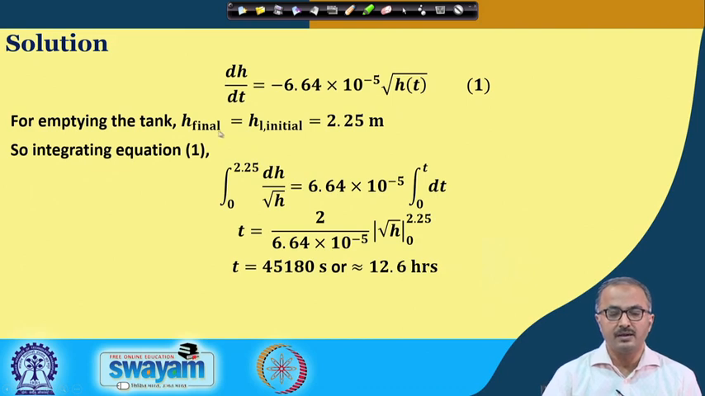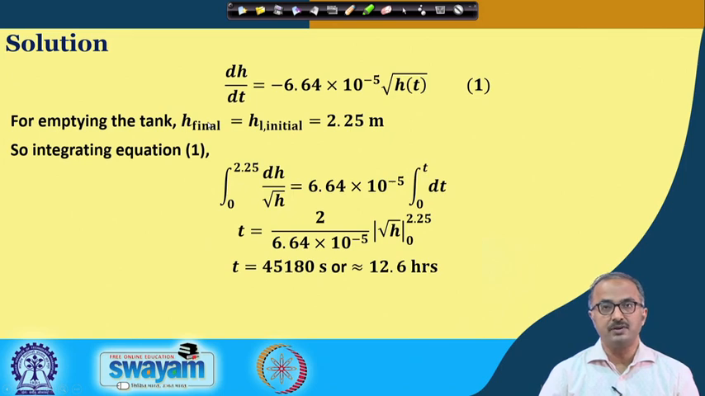Now, finally, the height has to be made 0. The initial level of the liquid is 2.25 meters. So, we have to integrate it, with the integration constant, putting 0 on one side and t at 2.25 on the other. After this integration, we find that the time comes out to be about 45,000 seconds, that is approximately 12.6 hours.